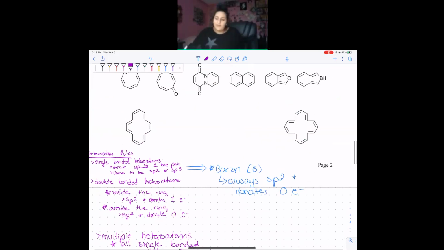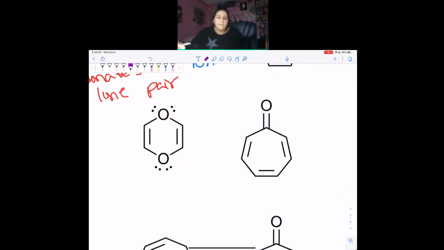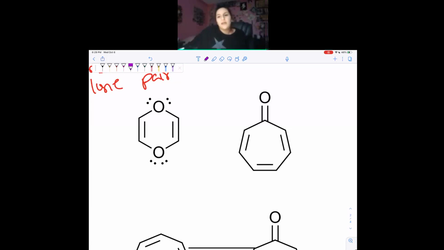So let's go up here and let's find a good example. Here we go. So we have two oxygens, right? And they're either both going to be sp2 or they're both going to be sp3. If they're sp3, it automatically has to be what? sp3 is always what? Non-aromatic. Cool. All right, so if it's sp2, we're going to have to count the electrons, right?